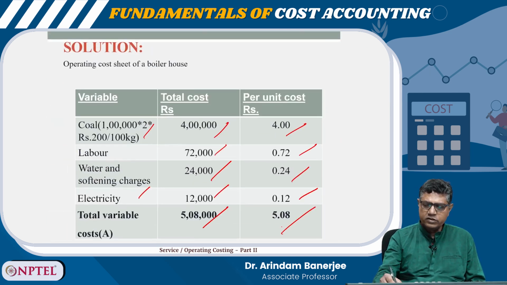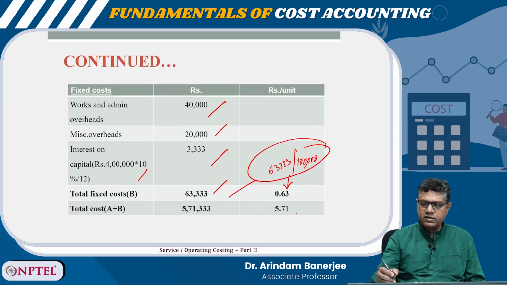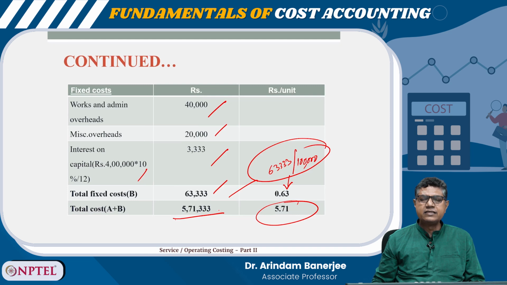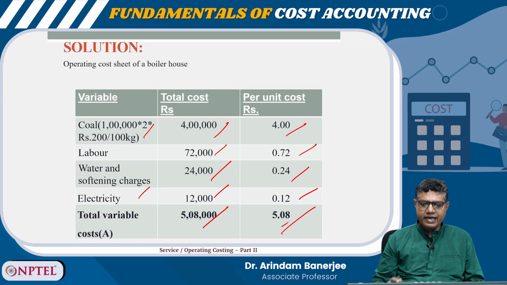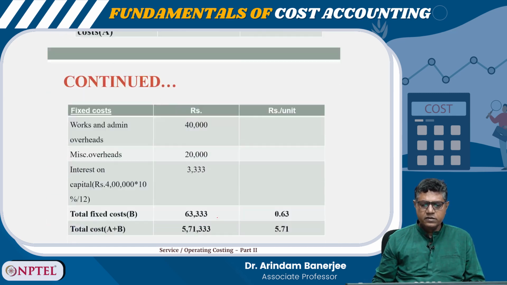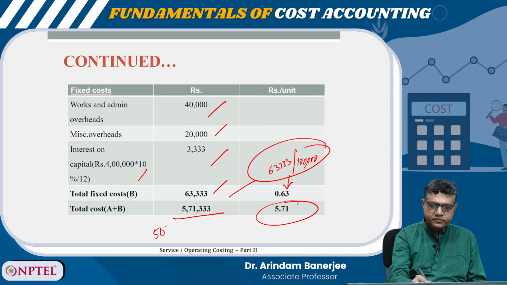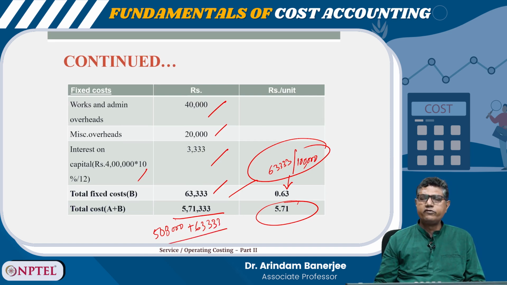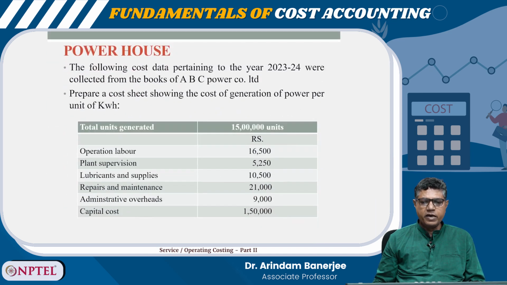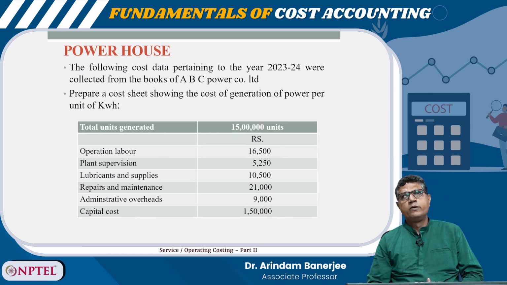Here you see total variable cost is 5.08 and then 0.63 if I add. So, it is coming 5.71 and here total cost is coming 5,71,333. This is actually addition of 5 lakh 8,000 plus 63,333. Fine. So we can calculate the total cost in this manner.